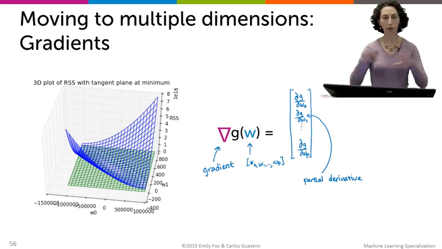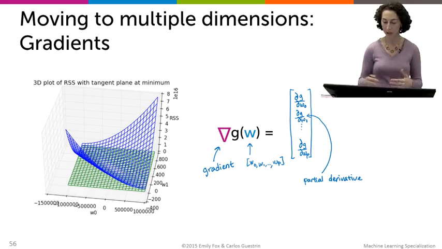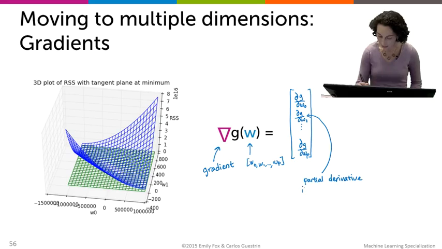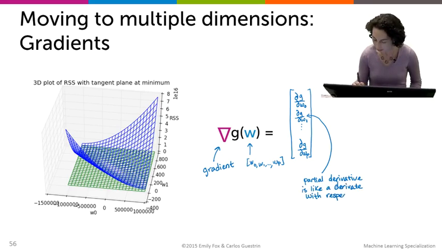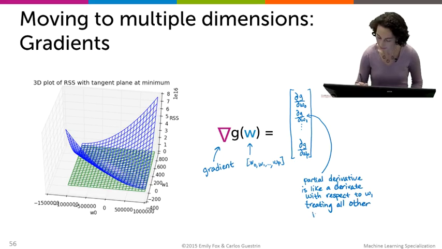But what are we going to do with all the other w's, w0, w2, w3, all the way up to wp? Well, we're just going to treat them like constants. Okay, it's as if they were just numbers like 5, 7, and 10 when we talked about taking derivatives in one dimension. Okay, so the partial derivative is like a derivative with respect to w1 in this case, treating all other variables as constants.